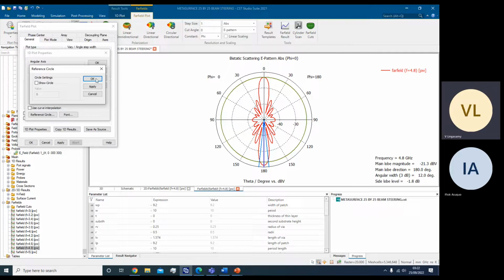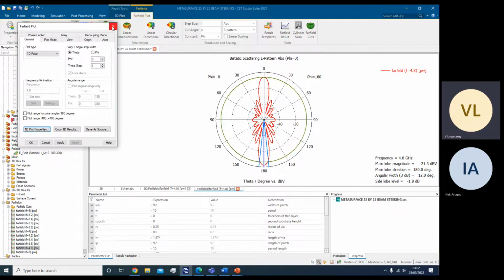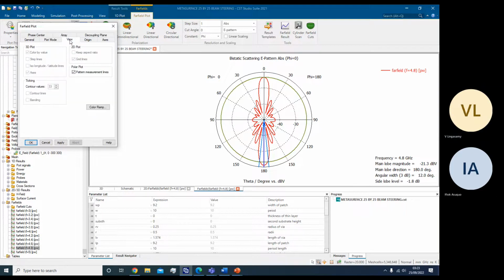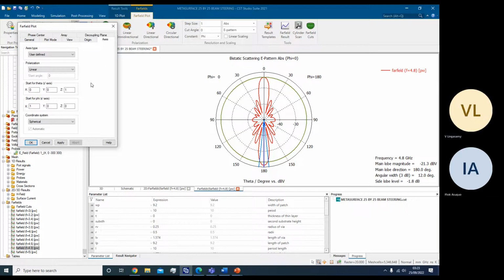Okay, cancel this. This is not that. Wait. Plot mode. Can you go to plot mode? Oh, not this one. View. Can you go to view? Not that. Okay, axis. Look, it's not on the right. No, not that. Okay, can you go to general, please?